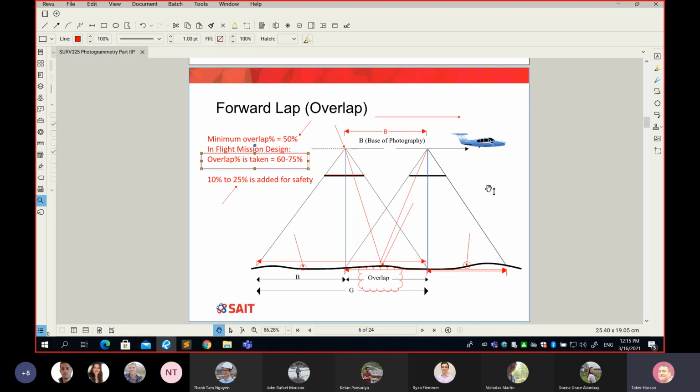Now, guys, do you remember how we cover the area? Let's say my project is here. This is a plan view of my project area. How do I cover the project area? Watch this. I go here and I fly along.